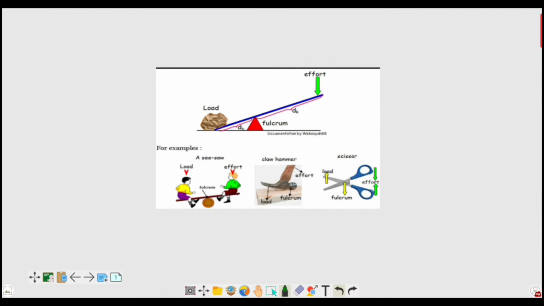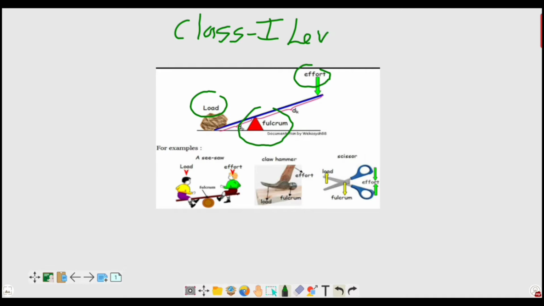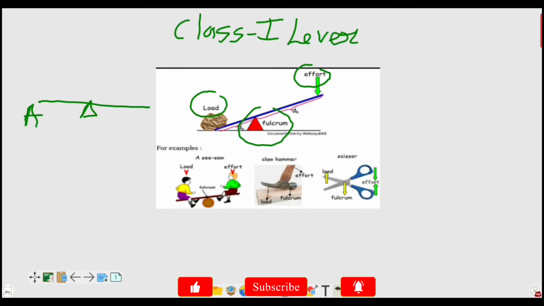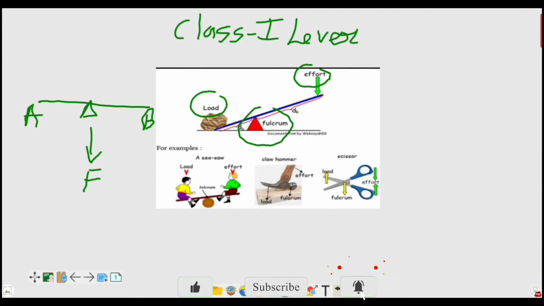Now students, whenever the fulcrum is in between load and effort, then that kind of lever is known as class 1 lever. Okay, now when you draw this figure in straight line form, if AB is my straight rod, then this is the fulcrum, this side it is effort, and this side it is load. Now just discuss this example.